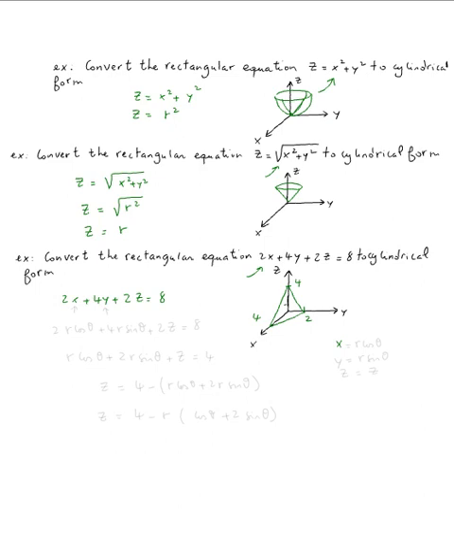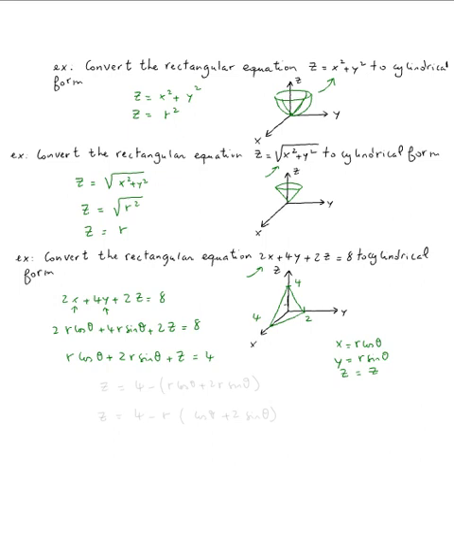Now we need to rewrite it. Let me write the formulas here. We know x is equal to r cosine theta, y is equal to r sine theta, and z we don't replace. Z is just z. So plugging in, there will be 2r cosine theta, plus 4r sine theta for y, plus 2z. We don't do anything to z. Let's divide by 2. We get r cosine theta plus 2r sine theta plus z equals 4.